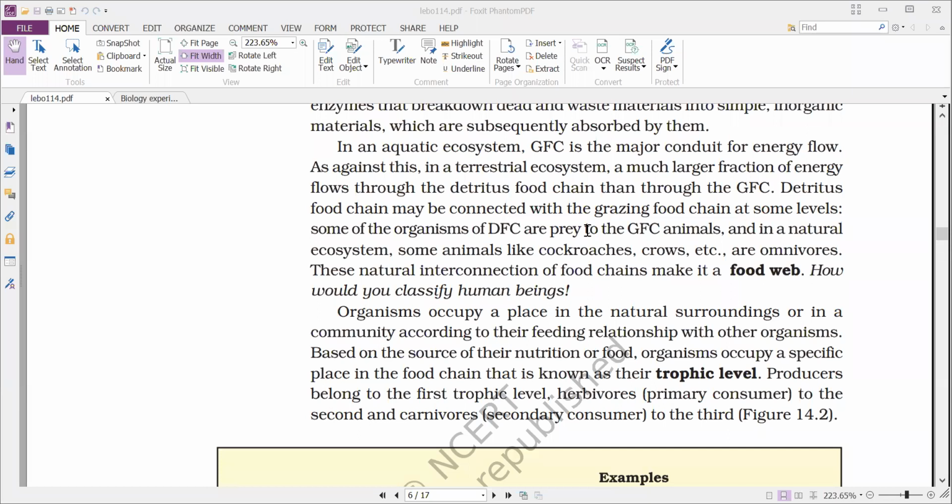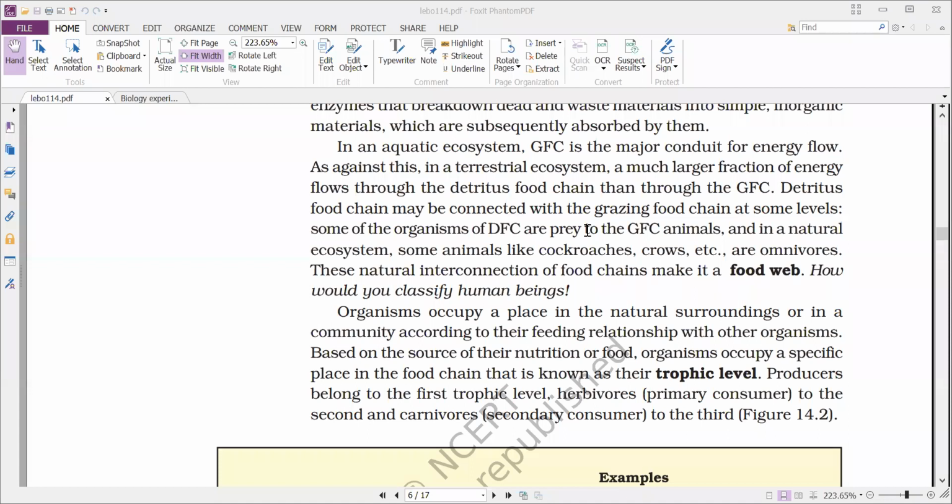Why is this food web developed? Because of the presence of some omnivores. If an organism is feeding on only one type of food material, we will find only one type of food chain. The food chain will be linear. But if one organism is feeding on different types of food material, sometimes behaving as a herbivore and sometimes as a carnivore, in that case, what happens? It can feed on different types of food. So interconnecting food chains are developed.